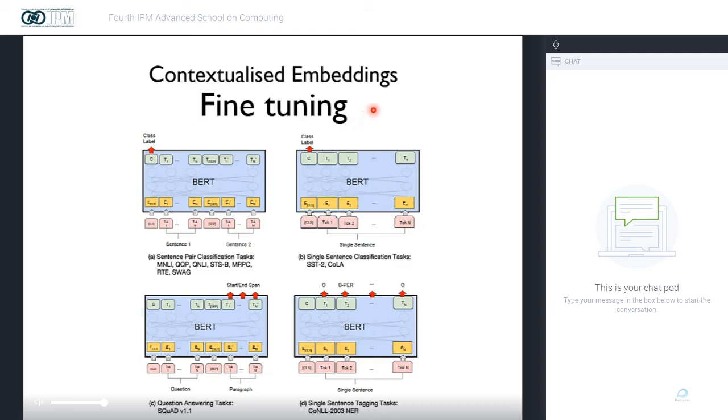And this is what makes contextualized embeddings, especially BERT, much more interesting, and one of the most interesting and one of the hottest topics in the current research in natural language processing.